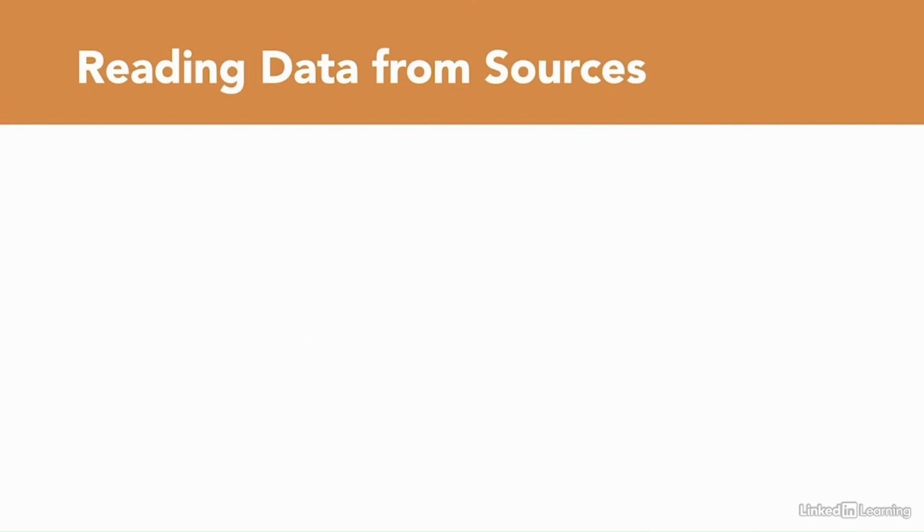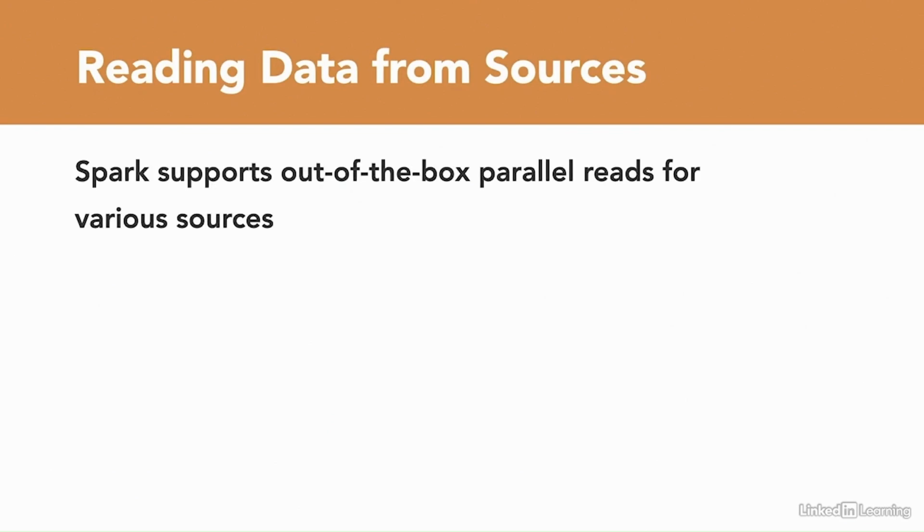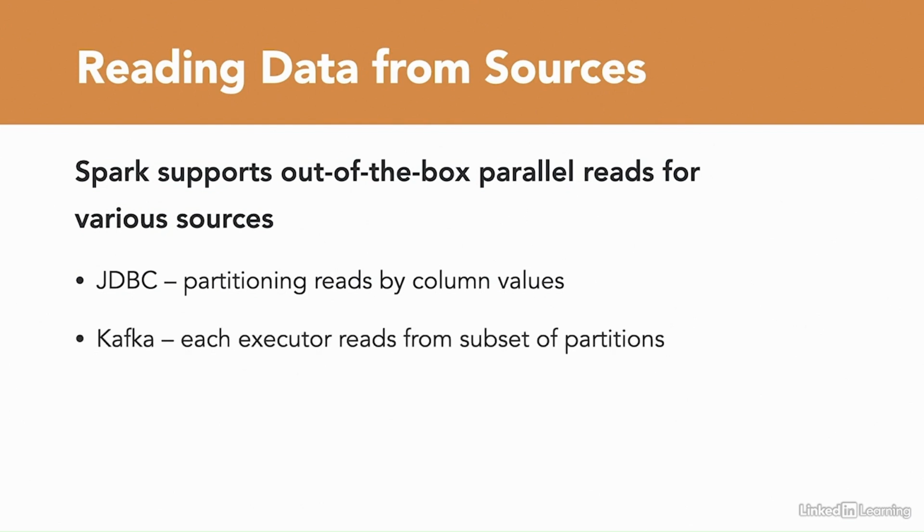Let's start with reading data from data sources. Spark supports out-of-the-box parallel read operations from various data sources. Subsets of records can be directly read into multiple executor nodes in parallel. For example, it supports partitioning of data by column values for JDBC sources. Different executors can read and process different subsets of data partitioned based on column values. Similarly, with a Kafka source, each executor can read from a subset of Kafka partitions. It's possible to implement custom parallelism techniques and configure the level of parallelism in Spark.